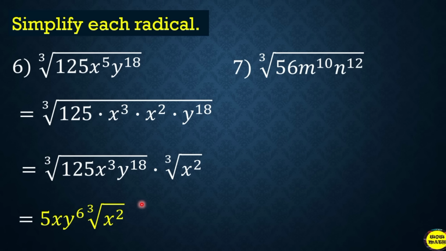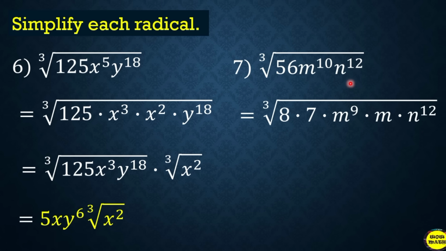Next, we have cube root of 56 m to the 10th n to the 12. So, si 56 pwede natin express as 8 times 7 kasi si 8 is a perfect cube, no? Yung factor na 8 is a perfect cube and that is 2. And then yung 10, since 3 yung index natin, so express natin as m raised to 9 times m, para si 9 matanggal natin kasi madidivide natin yan sa 3. Si n to the 12, okay na yan kasi pwede na natin siya ma-divide, no?